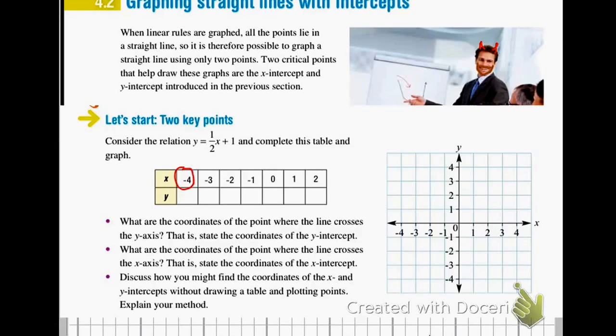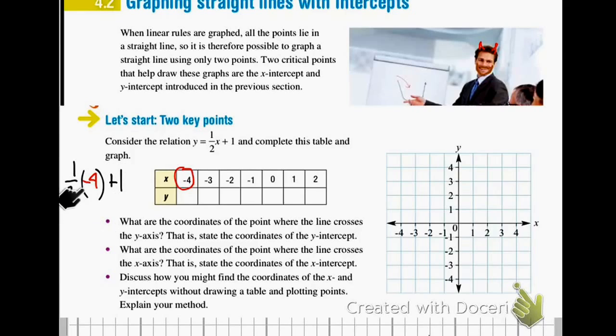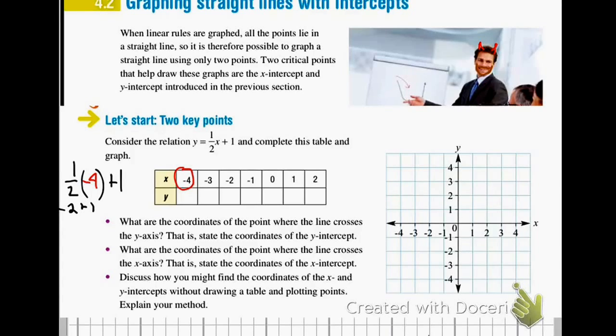So we've got our first x value, -4. We're going to plug that into our rule. Where there once was an x, we rewrite it with that -4 instead. And we evaluate. So we simplify this expression. So 1/2 times -4 is, of course, -2. And we have the plus 1 still. And -2 plus 1 is -1. So we stick that in our little box.